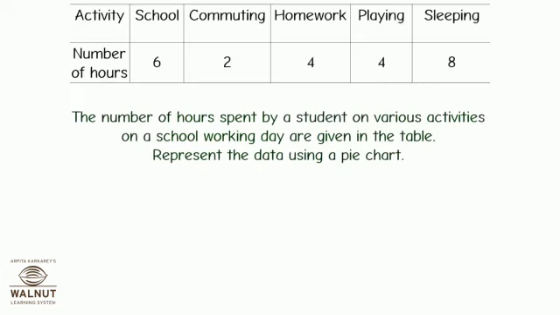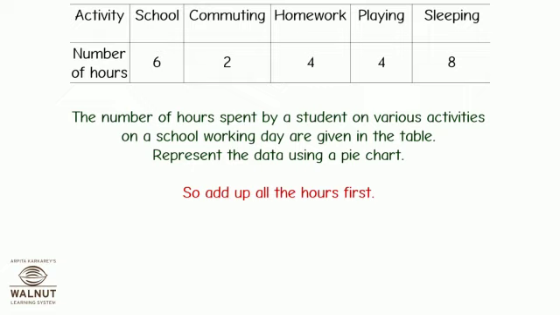Now let's see one sum in pie chart. In that tabular column is given with activity and number of hours. Activity, what are the activities? School, commuting, homework, playing, sleeping. And number of hours is 6, 2, 4, 4 and 8. The number of hours spent by a student on various activities on a school working day are given in the table. Represent the data using a pie chart.